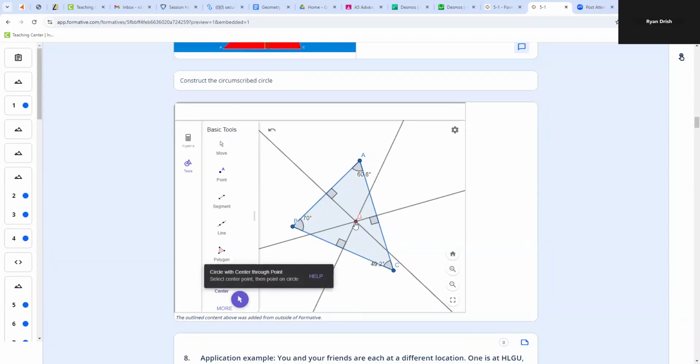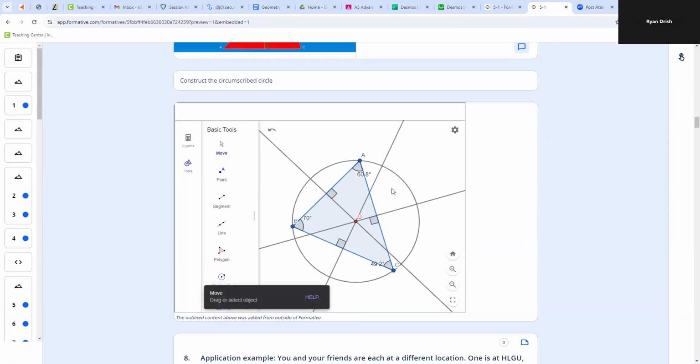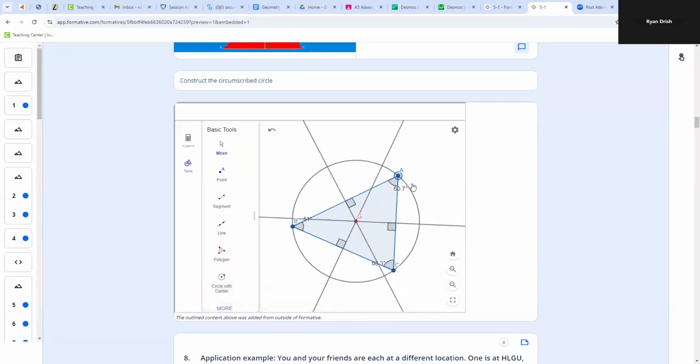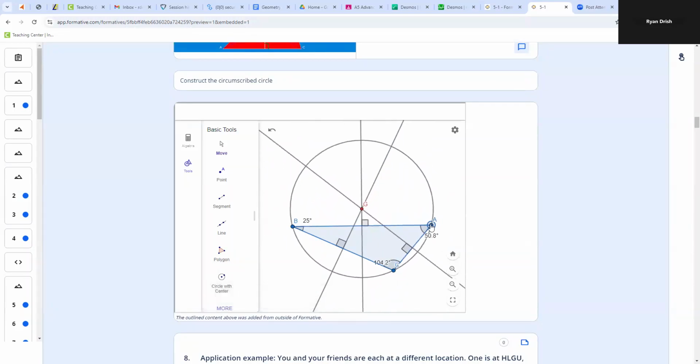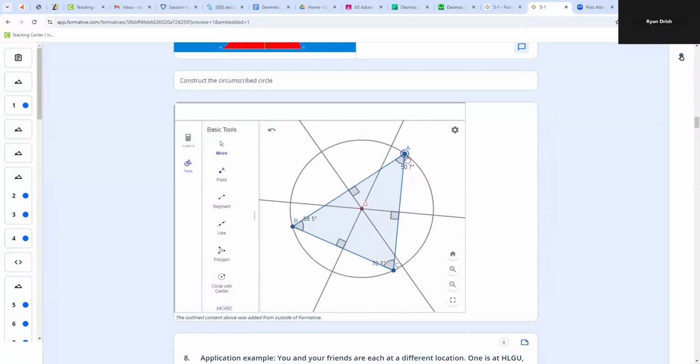It wants you to select your center. So I'm going to select the center, that's the center of the circle. And then you just draw out how far the radius should be. It should go to A, or any of the points, it doesn't matter. And you will see that you have a perfect circumscribed circle. This circle will touch every point once, and it doesn't matter where you move them around, that circumcenter will adapt.